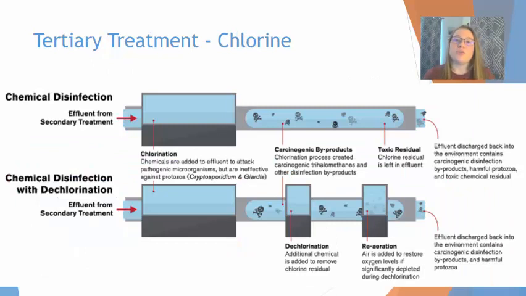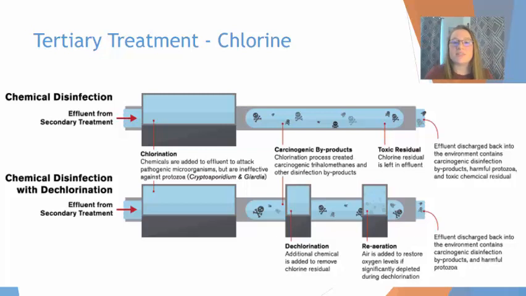Another method would be using chlorine to disinfect the wastewater. Now, there's two ways you can do this. You can just add that chlorine into the tank, and it usually snakes through what's called a chlorine contact chamber. So that way the water has a fair amount of time for this chlorine to mix around within there and kill any bacteria that remains.